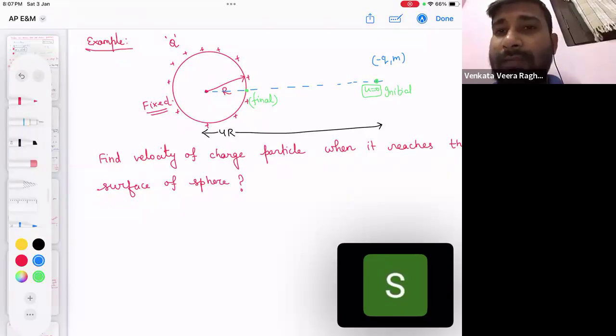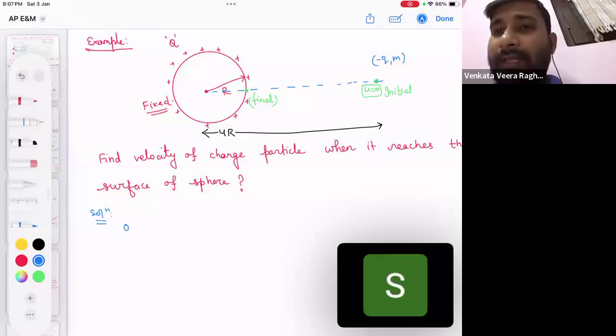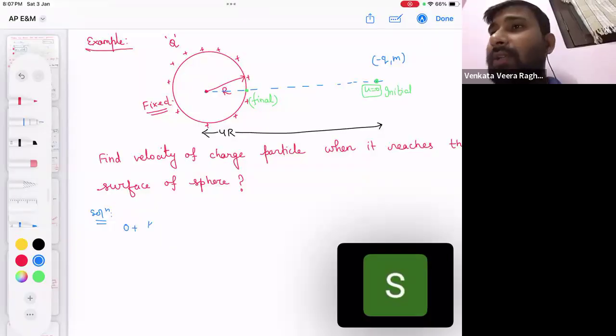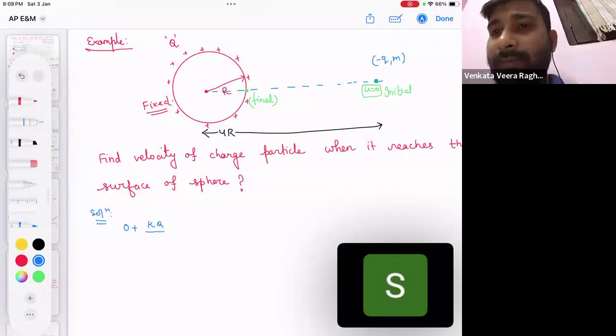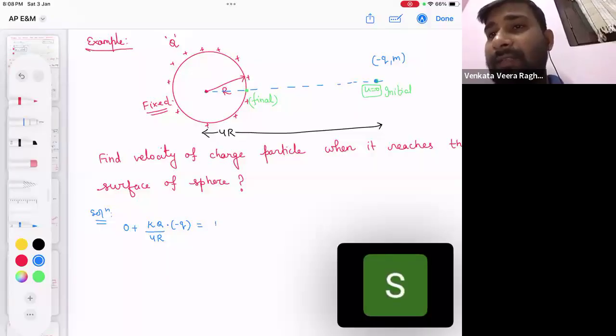Let's check it. See, what will happen? We will apply the energy conservation. The initial velocity is 0, so the initial kinetic energy is 0. Initial potential energy will be what? First let's find the potential at the initial point. The point is outside, so the potential will be Kq by 4r, multiplied by charge. That is the potential energy initially, since potential multiplied by charge gives us the potential energy. Next, when it reaches the surface, the kinetic energy is how much?